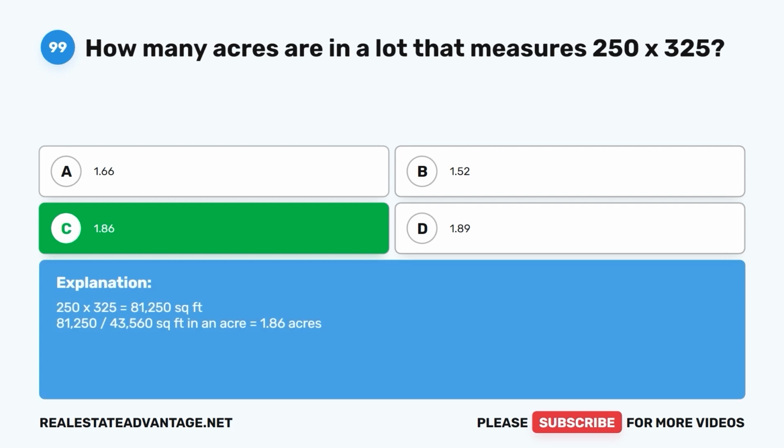1.86. 250 times 325 equals 81,250 square feet. 81,250 divided by 43,560 square feet in an acre equals 1.86 acres.